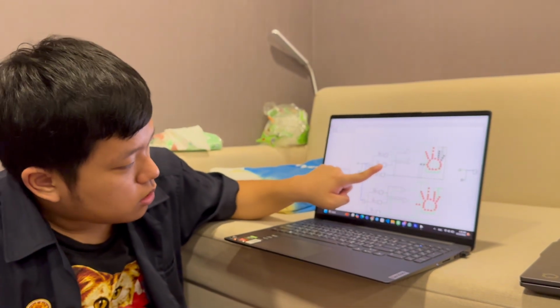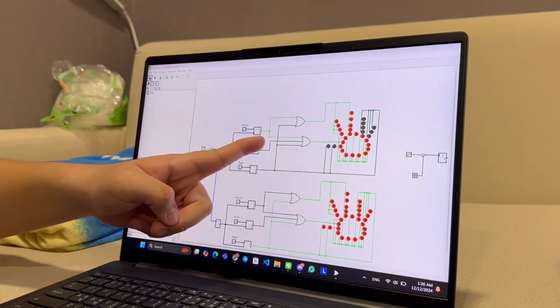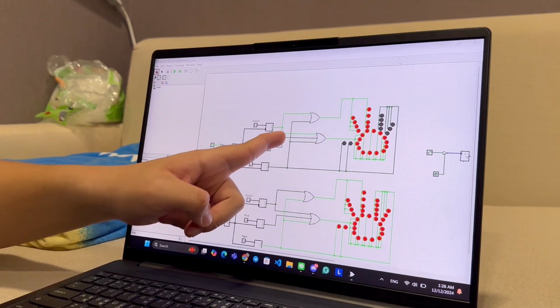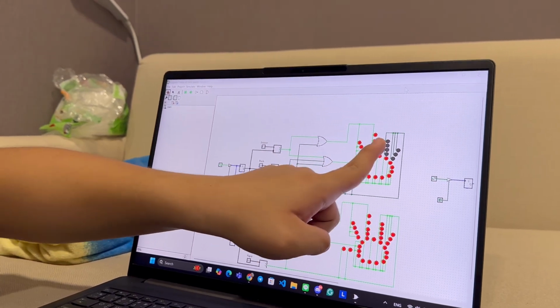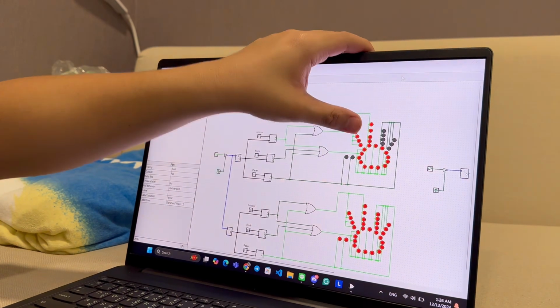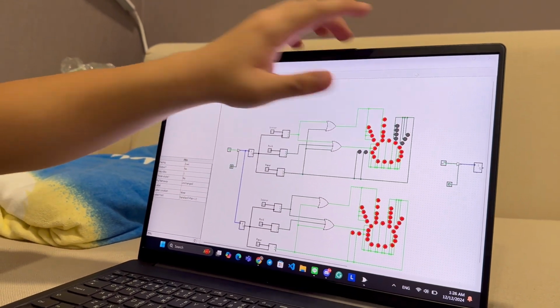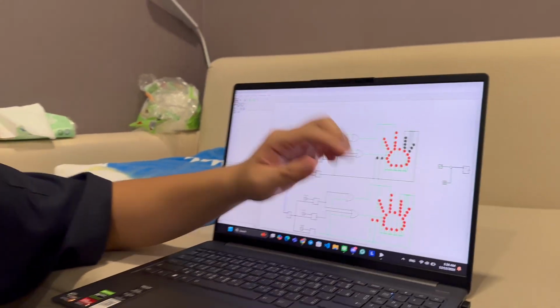Now you look at the rock. When you look at the rock, the wiring of this OR gate is activated, which means that these two were cut off. No middle finger, no index finger. The only remaining thing is the palm, which means that this represents a rock.